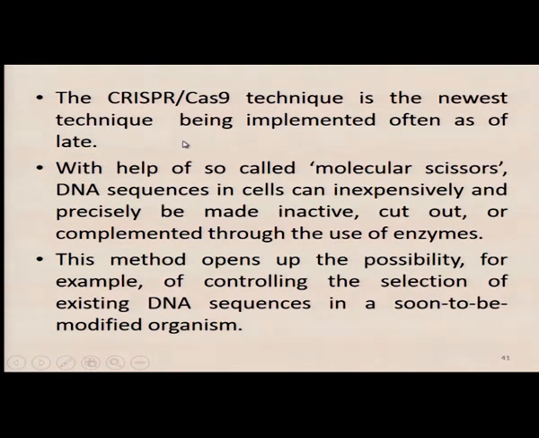The next tool we are talking about is the CRISPR-Cas9 technique. This is the latest technique which has been used for genome editing, and this is being implemented quite often these days. So we have what you call the molecular scissors. The DNA sequences can be made inactive using these molecular scissors. They can be cut out or complemented by the use of restriction enzymes. This method opens up the possibility, for example, of controlling the selection of existing DNA sequences in the modified organism.